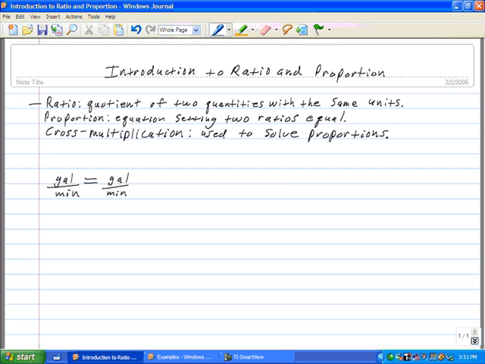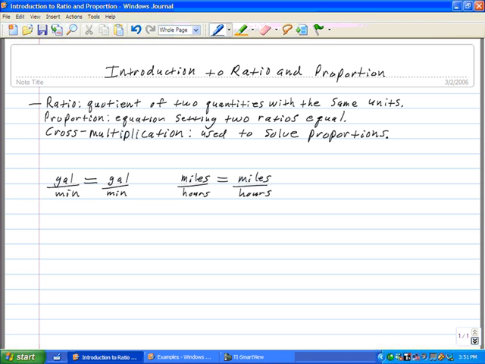If you're comparing miles to hours in one rate, then again, when you set up the proportion, it's got to be miles to hours all over again. So remember, you really have to be consistent when you're setting up these ratios, rates, and especially with the proportions.